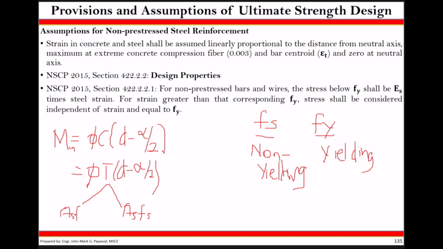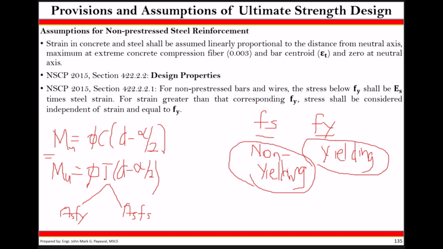What's the difference? The difference is that because in USD, there is assumptions and then there's checking. Upon checking, you already determined that it's non-yielding. You can compute for tension as AsFs. If it's yielding, you can compute for tension as AsFy. On the other hand, under USD, the value of Mu calculated from compression should be equal to the value of Mu calculated from tension. Kaya we need to be particular on what values to use.